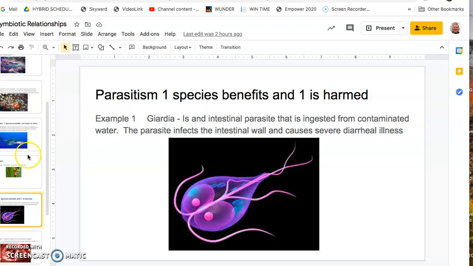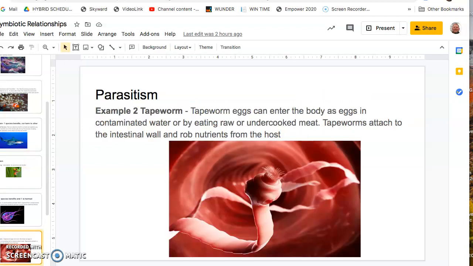So that's Giardia. Another example of parasitism that fascinates kids is the tapeworm. This is a little tapeworm that's ingested. It enters the body usually as an egg in contaminated water or from eating raw or undercooked meat. And the tapeworm will develop and attach itself to the intestinal wall. It has this little scolex head that grabs onto the intestine.